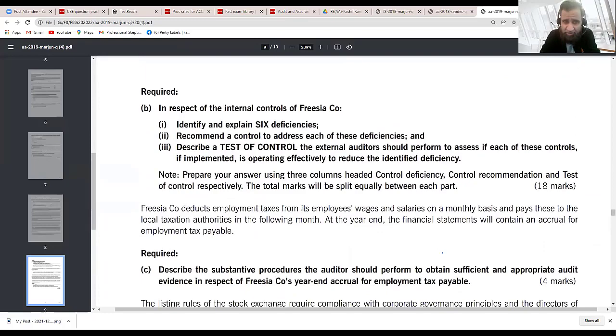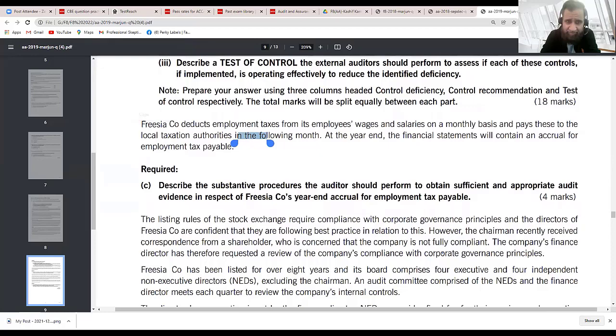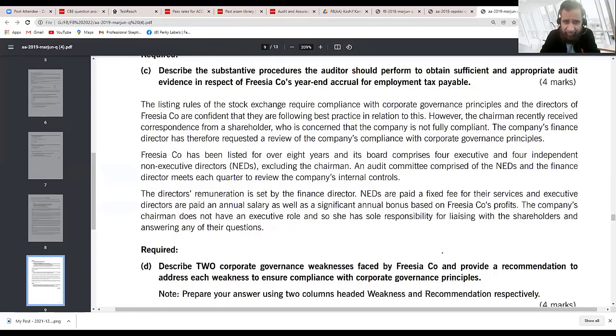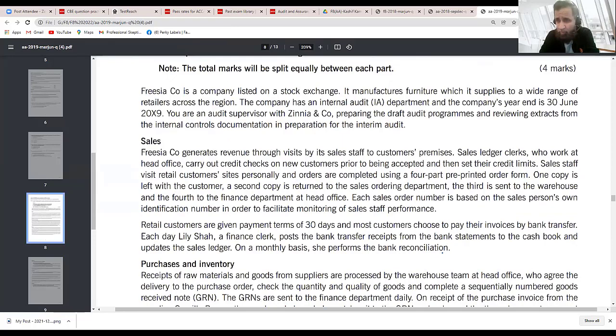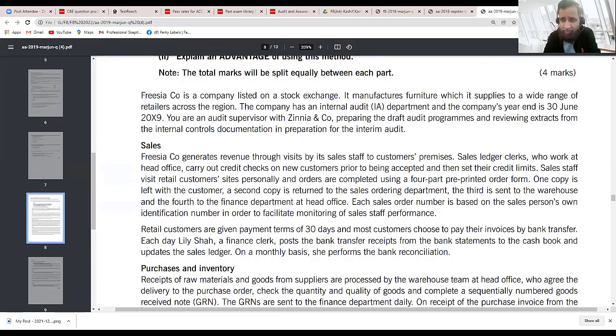Then again, there are small case studies like this here. So it's almost like a two-page question. Question number one, worth 30 marks, covers almost two pages. Now, when we see it on the computer-based exam, that will be different because we'll be looking at it on the screen. So it's a long reading when you look at section B. It's a detailed scenario.